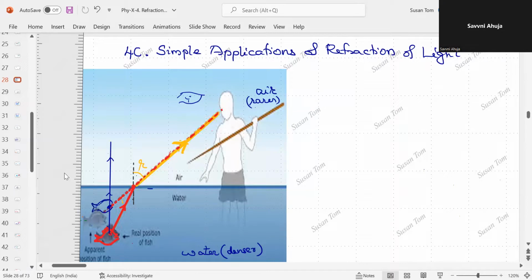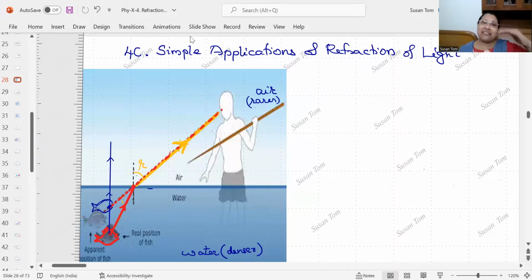Yes, ma'am. In actual practice it was a bit lower, but the person feels it is shifted a little upwards. Is it fine? Yes, ma'am. So if such a person tried to catch at where he sees, towards this direction, it will not be caught. So by practice, he will aim some distance lower. By experience only one can do so. Suppose here he sees, he will direct below that so that it reaches the fish. Is this point clear, children?